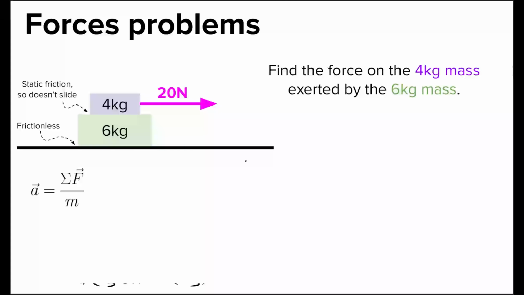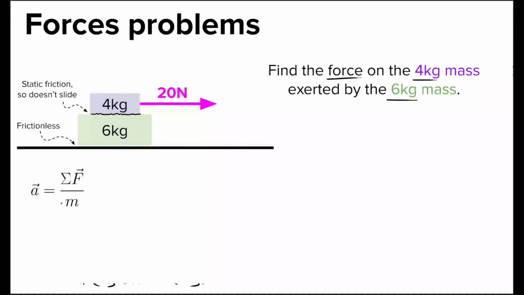Sometimes there's seemingly easier force problems. You're like, oh, this one's easy. There's no differential equations here. Yeah, but it's not necessarily easy. You got a 4 kilogram mass on top of a 6 kilogram mass. And there's enough friction here that they just move together, right? They don't slip right there, but it's frictionless on this floor right here. So you're going to pull on the 4 kilogram mass with 20 newtons, and this whole thing's going to slide to the right. And I want to find what's the force on the 4 kilogram mass exerted by the 6 kilogram mass. What do I do?